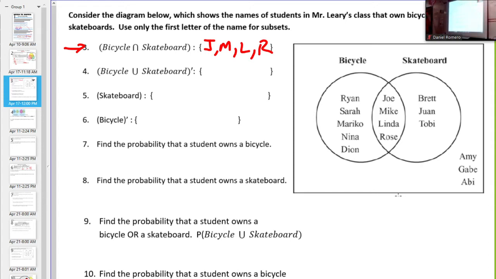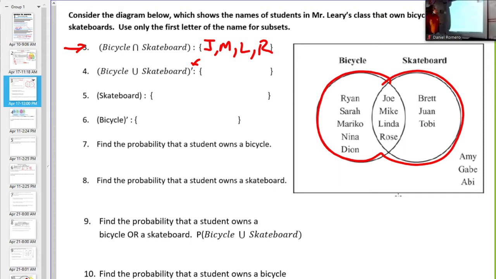Rose. How about bicycle, union, skateboard? Oh, but wait, there's more. Put this guy right there. What's that say? Oh, what does that mean? A little apostrophe. Complement. So who is not in this union?